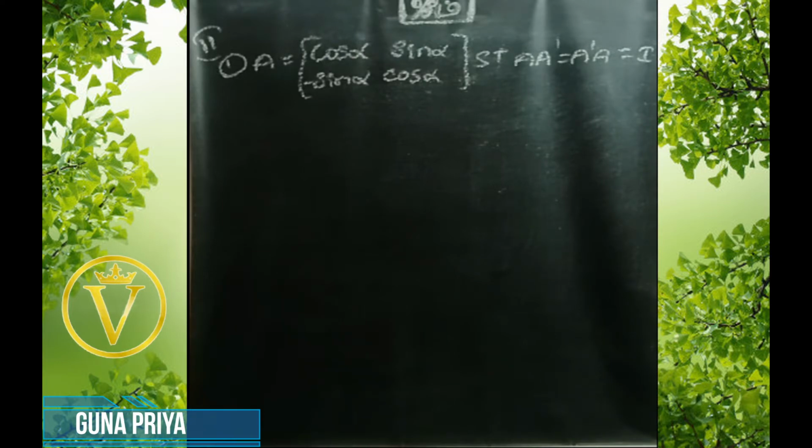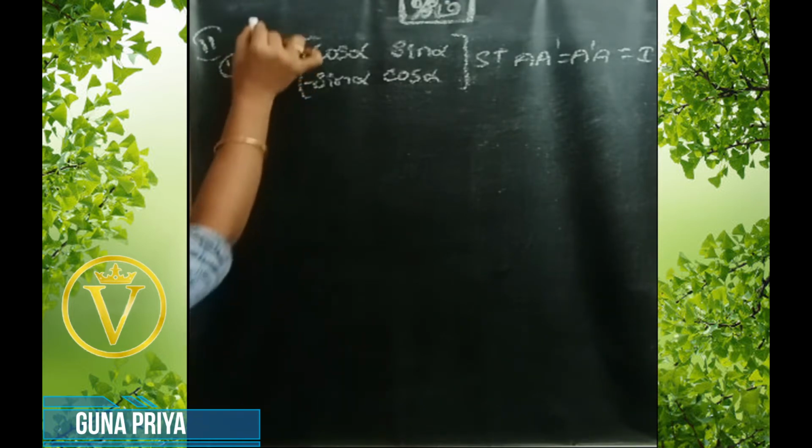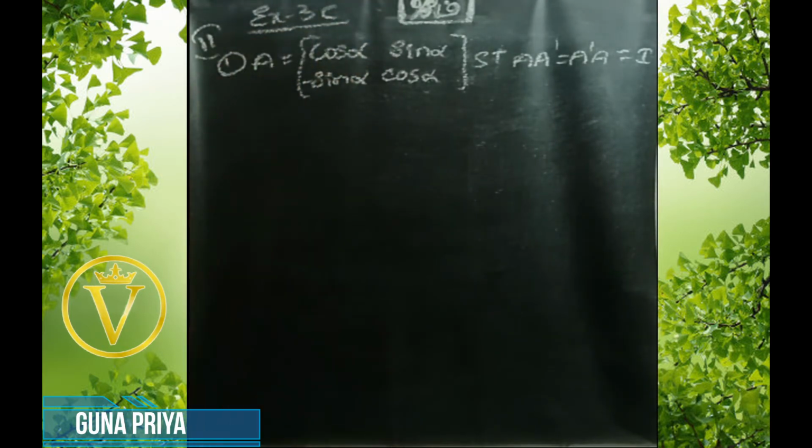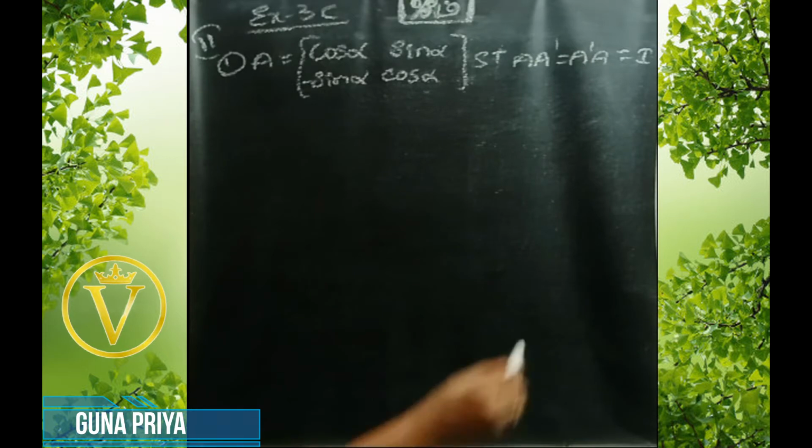In the previous section we discussed the first Roman numeral part of the matrix exercise, that is exercise 3C. Now we are going to discuss the second part of the first problem. They have given one matrix and asked to show that A A transpose equals A transpose A equals I. So I is nothing but the unit matrix or identity matrix.